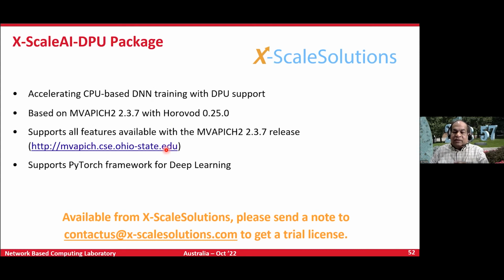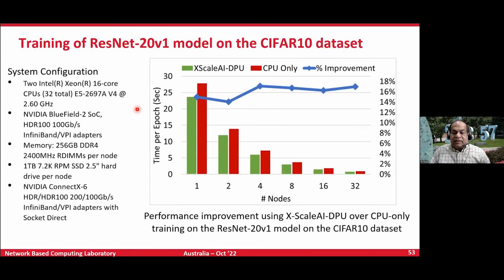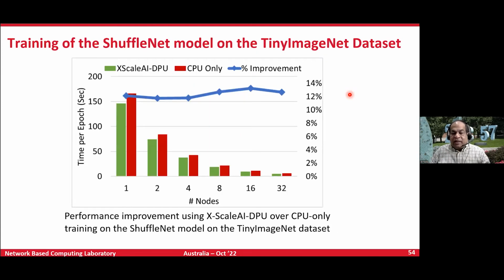Similar to MVAPICH2-DPU, we have an Exascale AI DPU package. And I'll show some numbers, and if any one of you are interested, you can send us a note for a trial license. So here, this is a ResNet-20v1 model with a CIFAR-10 dataset, and we are able to get around 17% benefit. It's exactly the same hardware. We are trying to exploit the DPUs to give you that boost in performance. And this is ShuffleNet with a Tiny ImageNet dataset. We are again getting around 13% improvement.